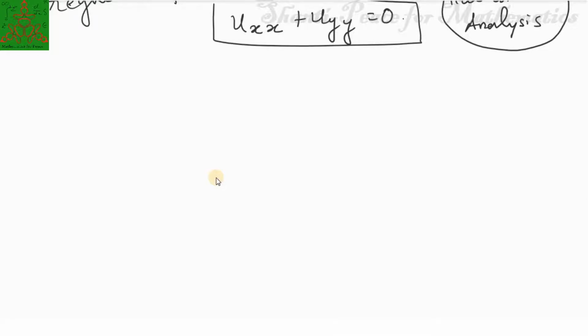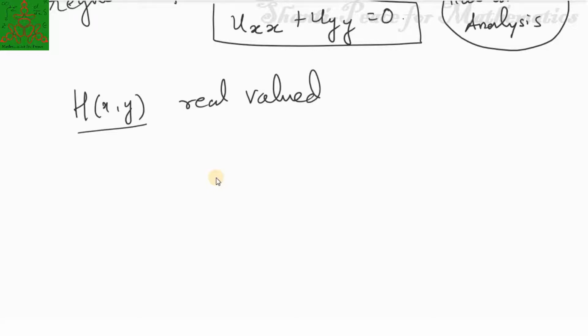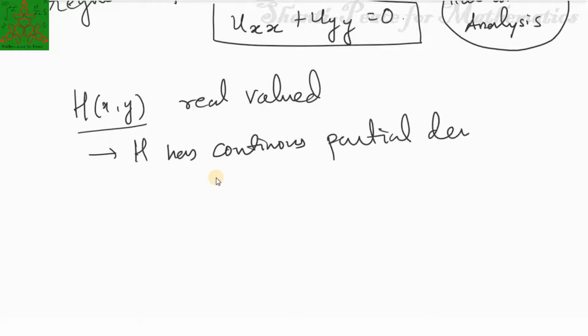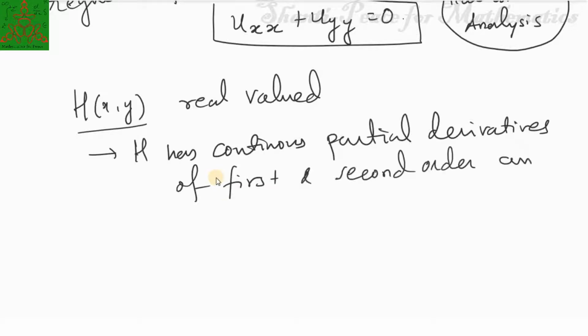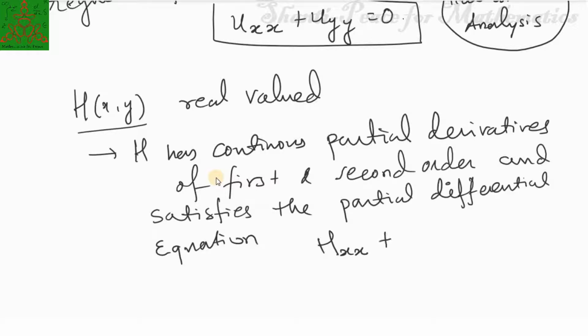Let us talk about that. If you have a function h of x and y, which is real valued, and you want to say h is harmonic in the given domain in the xy plane, it has to have continuous partial derivatives of first and second order, and they satisfy the partial differential equation hxx plus hyy equal to 0. That is the definition of a harmonic function.